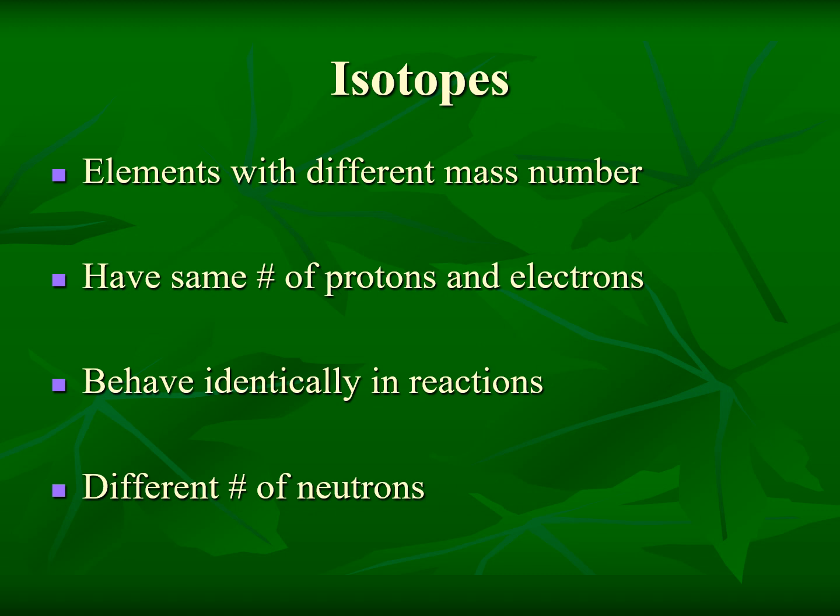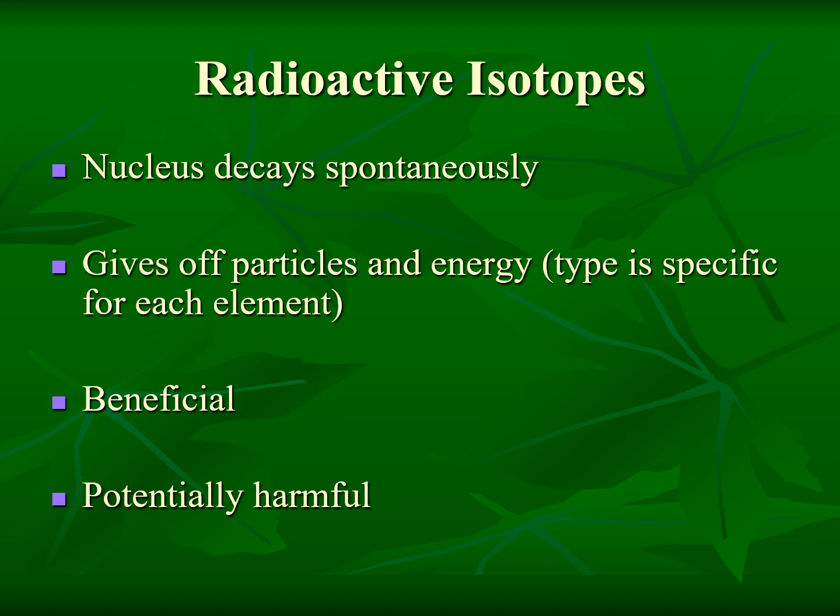Now, isotopes, this refers to elements that have a different mass number. So they have the same number of protons and electrons, but they have different number of neutrons. And isotopes will behave the same in a chemical reaction, because from a chemical standpoint, it doesn't matter that there's a different number of neutrons in it.